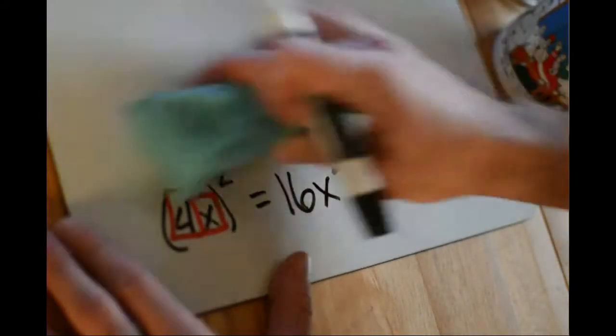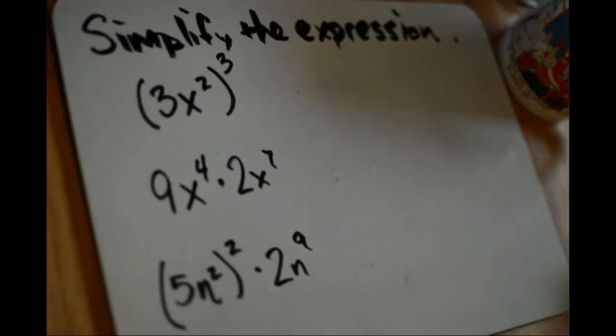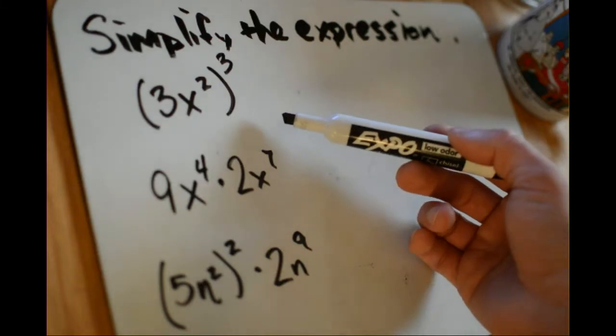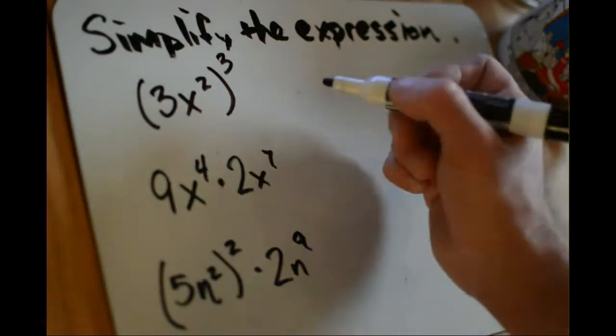Take a look at a few quick examples of combining some of those things together. Alright, so I have a few examples here, and we're going to simplify these using the properties that we've just learned. In this first example, we have 3x squared in parentheses being raised to the third power.